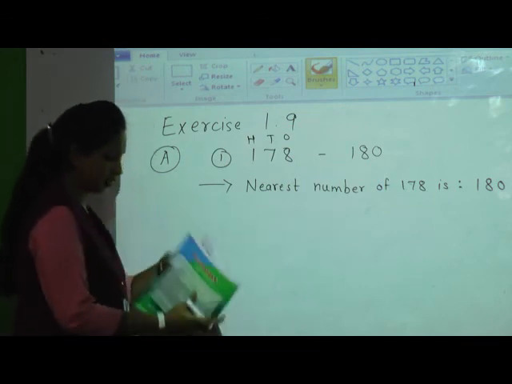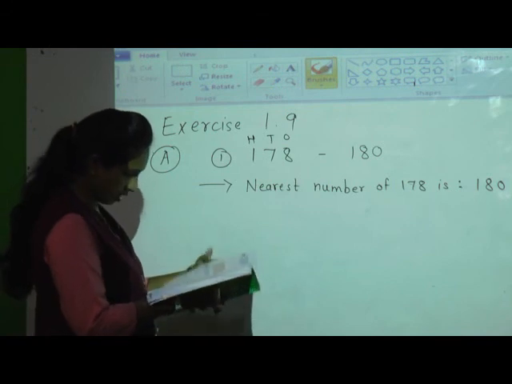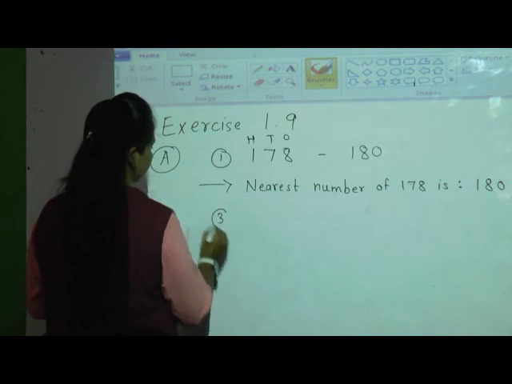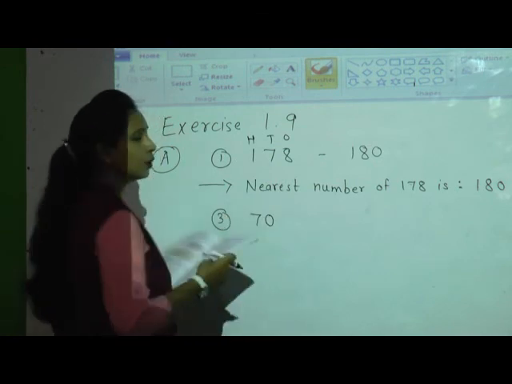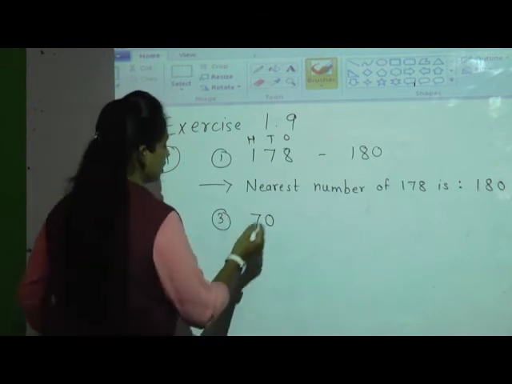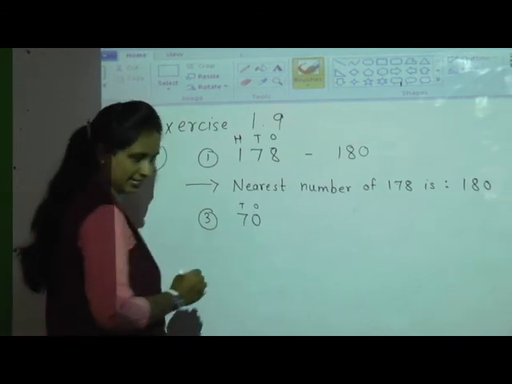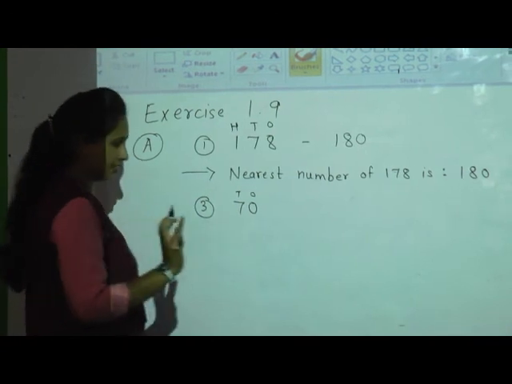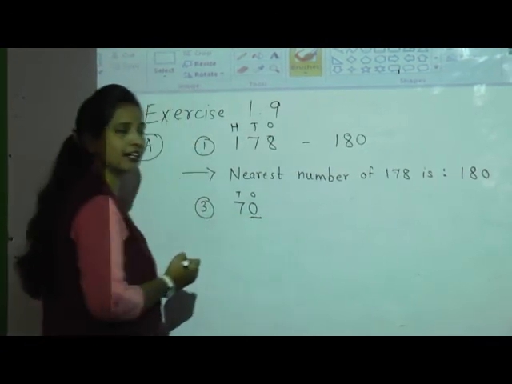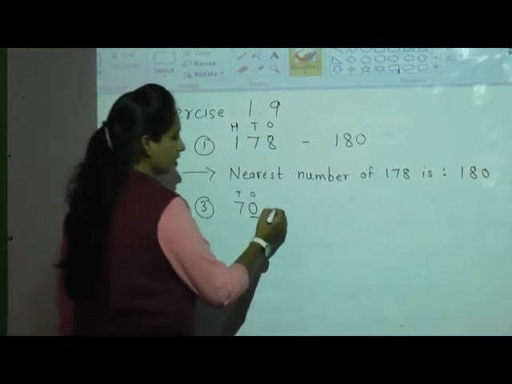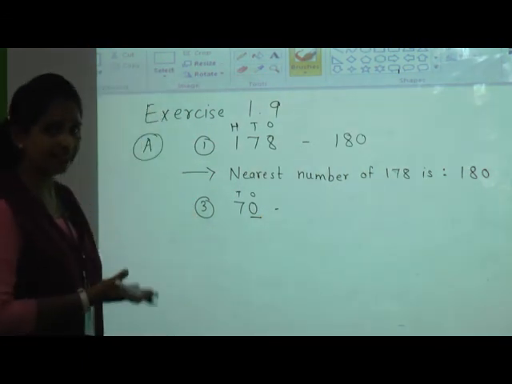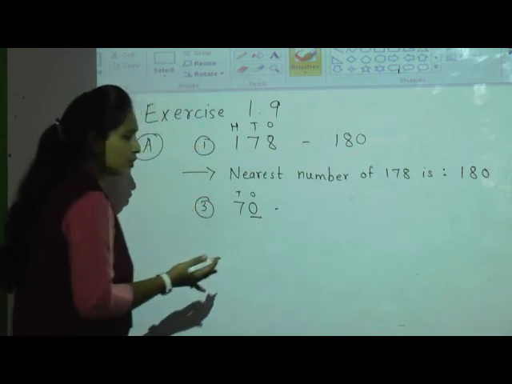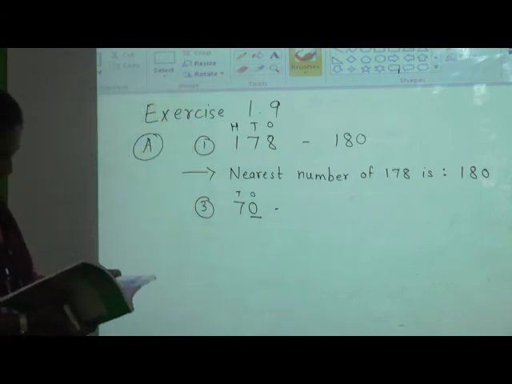Now let me solve one more example for you. Now I will take the third one. The third question is 70. So give the place value: ones, tens. So we have to round off to the nearest tens. So tens means just underline the ones place. What is it? 0. See, it is less than 4. Then what we have to do? Already 0 is there. So what will come here?